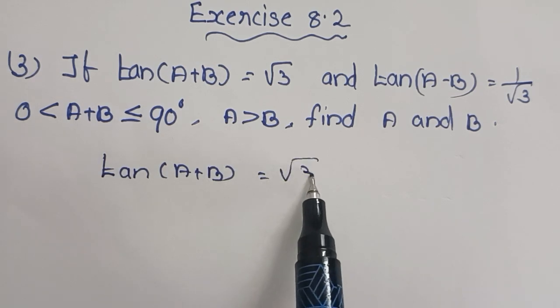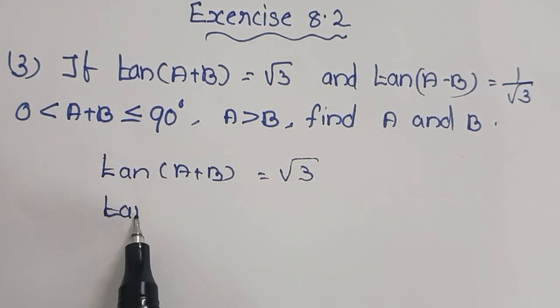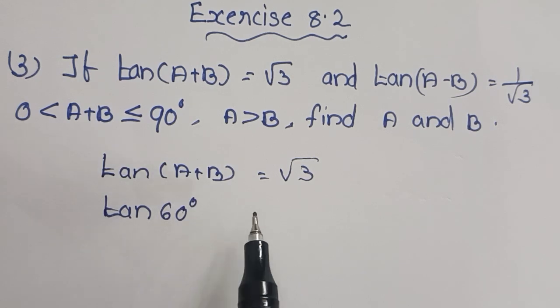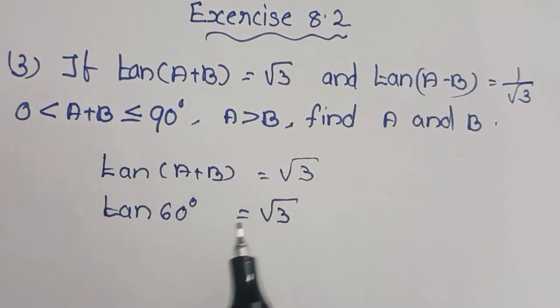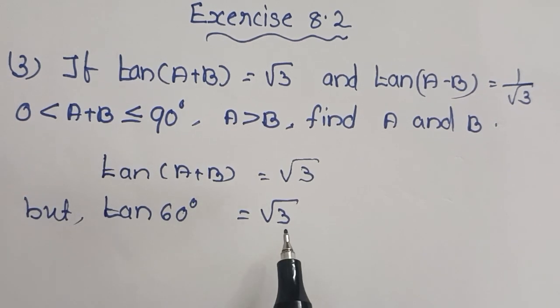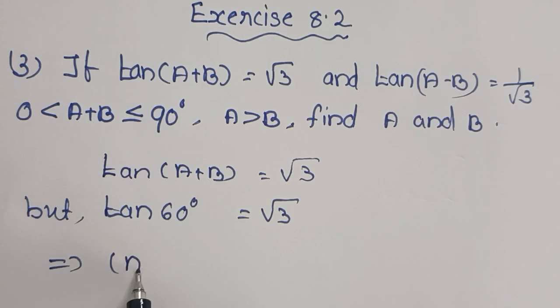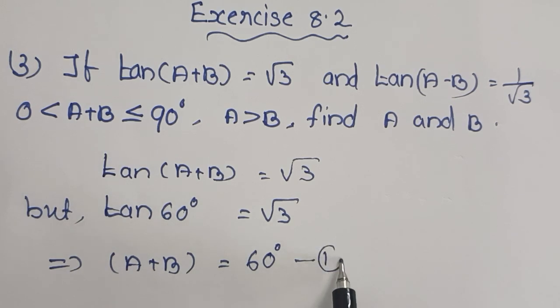Tan(a + b) = root 3. But we know that tan 60 degrees = root 3, isn't it? Therefore, from these two equations, we get that the angles should be equal, that is a + b = 60 degrees. Number this equation as 1.